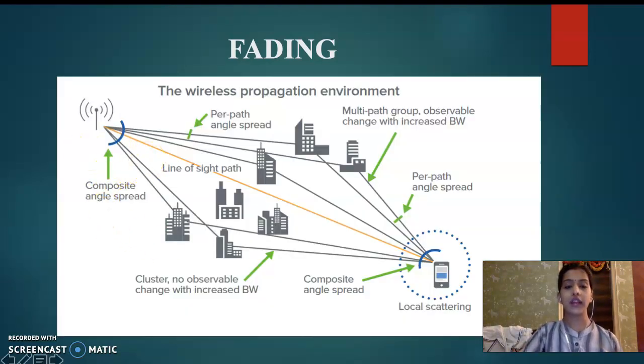Here is the diagram which is showing the wireless propagation environment. Here we can see this one is the line of sight path and these are the non-line of sight paths. Here we can see that per non-line of sight path we are getting some angle spread. So we can see that when the signal is transmitted, there is some local scattering here.